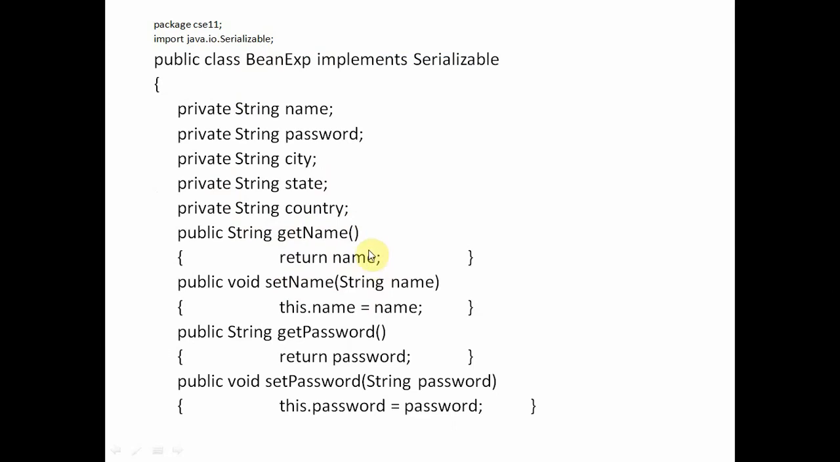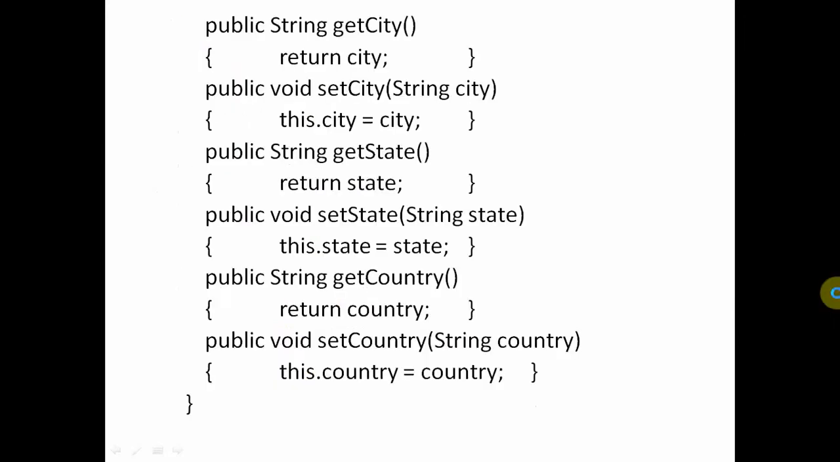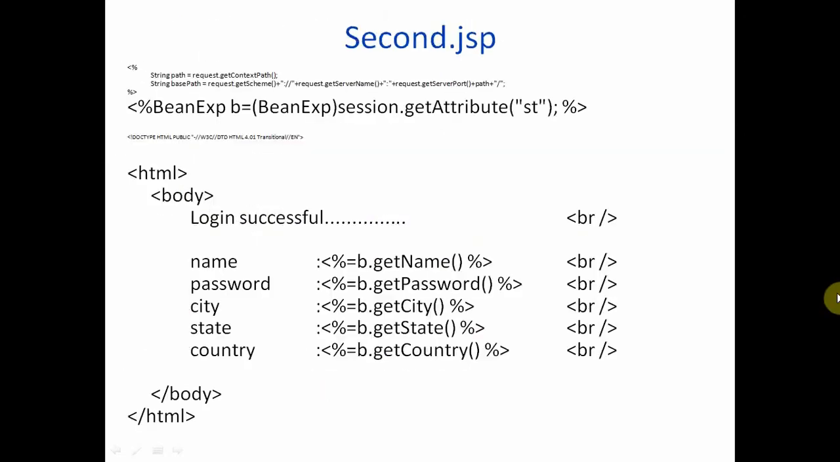So it will return the name and the name will be printed. And b.getPassword will return the password. So you can see here again in second.jsp, b.getName inside the expression tag will print it. Then br means line break, b.getPassword, b.getCity, b.getState, b.getCountry. So the get functions, getName, getPassword, getCity, getState, getCountry, we are writing here on second.jsp.